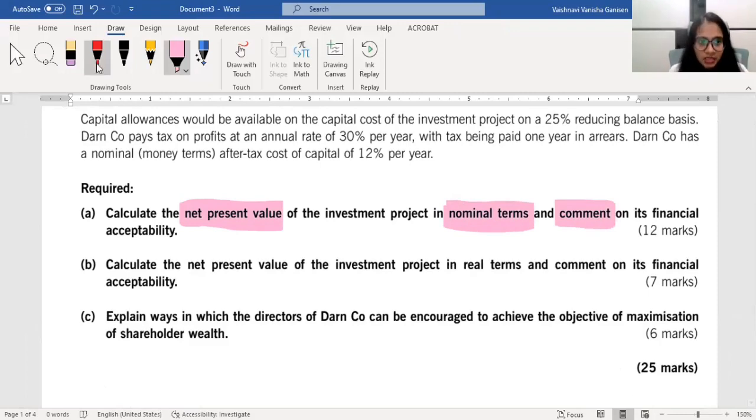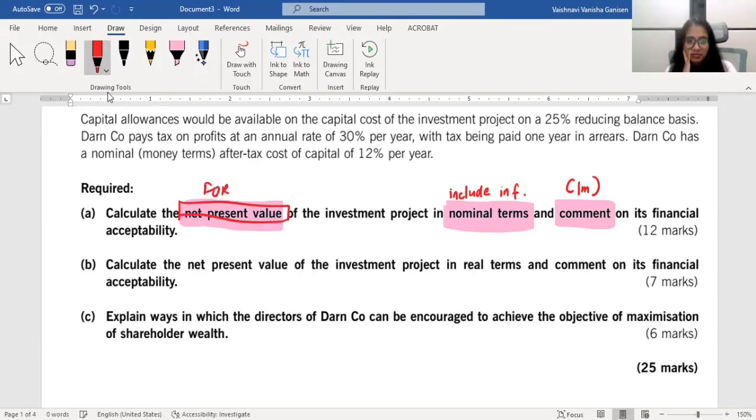So when he says comment, it's 1 mark, right? When he says nominal terms, that means it includes inflation. And when he asks you to calculate NPV, please remember your format, right? So the moment we read this question, you already know in your mind what is the format that you are going to use to do your NPV question.